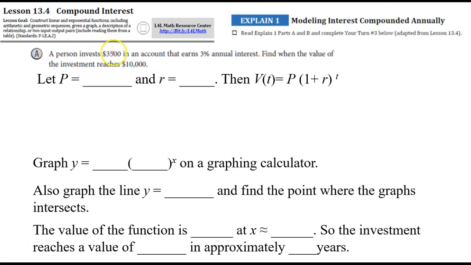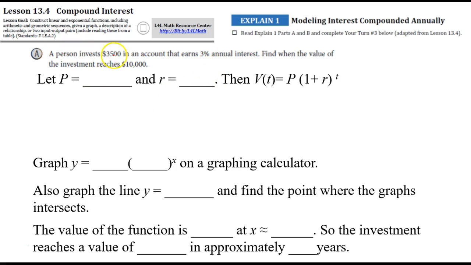A person invests about $3,500 in an account that earns about 3% annual interest. Find the value of the investment when it reaches $10,000. So the whole point about investment is that we'll put money in and then over time it'll grow without doing anything else.